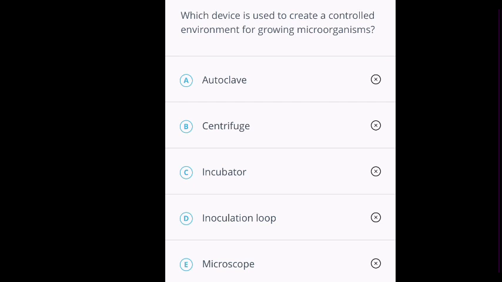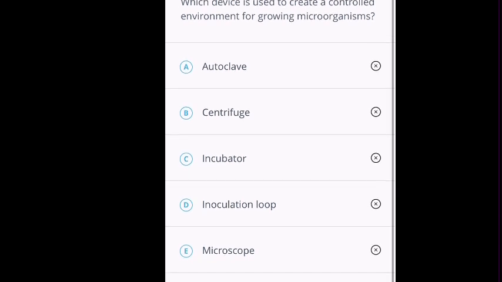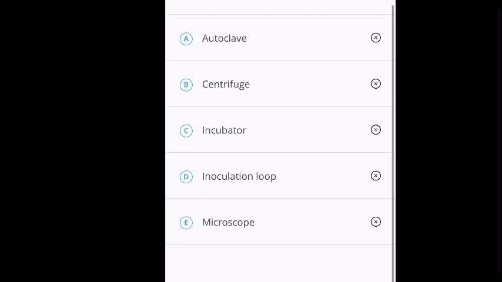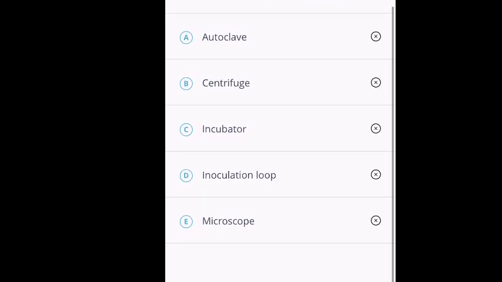Which device is used to create a controlled environment for growing microorganisms? Autoclave, centrifuge, incubator, inoculation loop, or microscope? The correct answer is incubator.